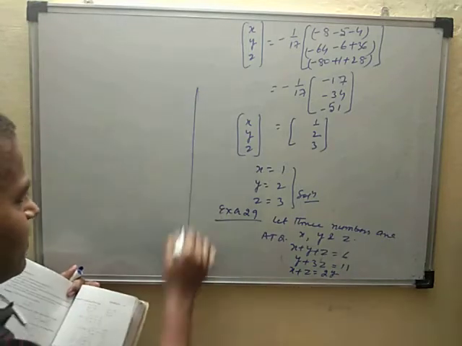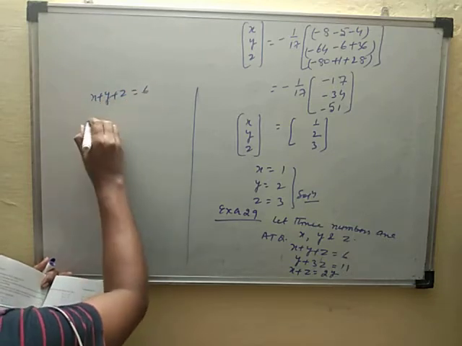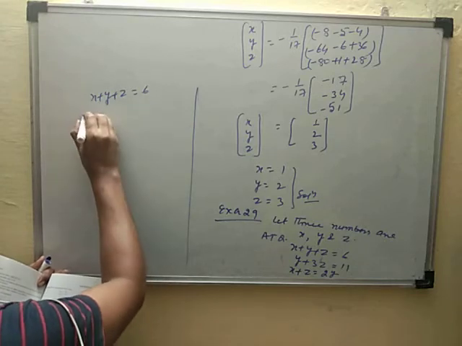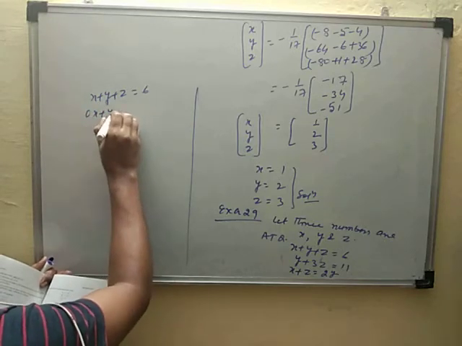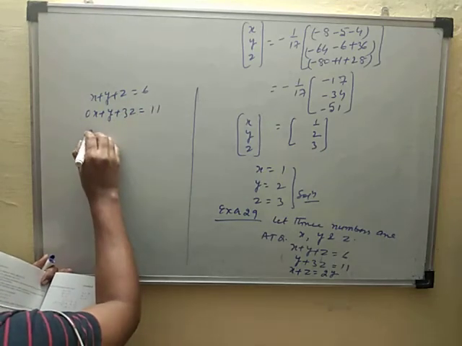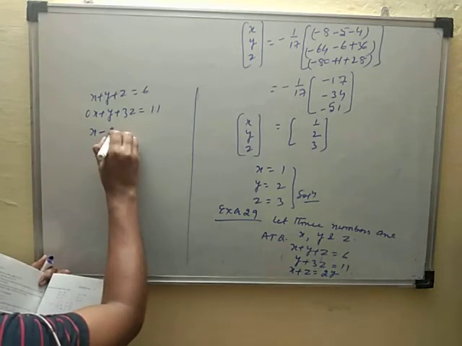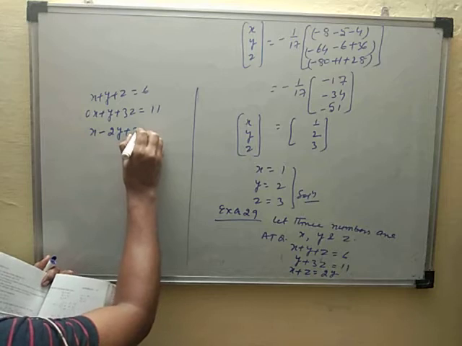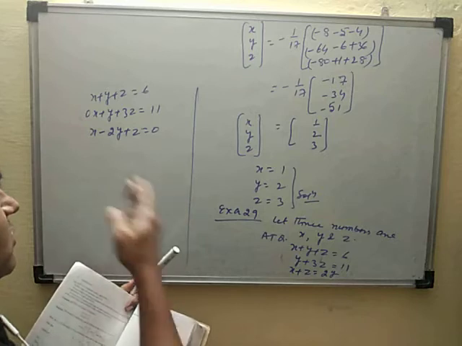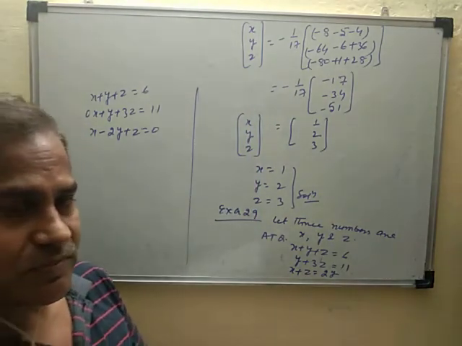So the first equation is x plus y plus z is equal to 6, and the second equation can be written 0 into x plus y plus 3z is equal to 11, and the third, taking 2y to the left side, then x minus 2y plus z is equal to 0. So these are the three equations and solve them the same way. Example number 28, we will solve.